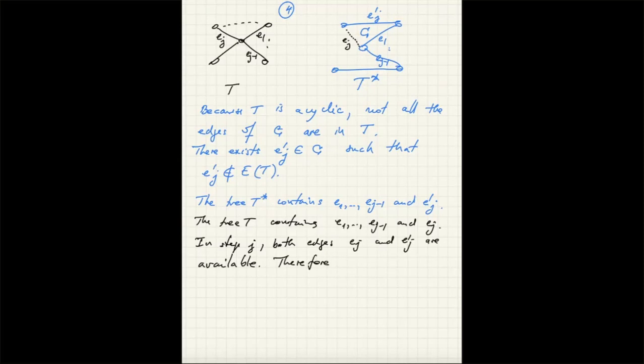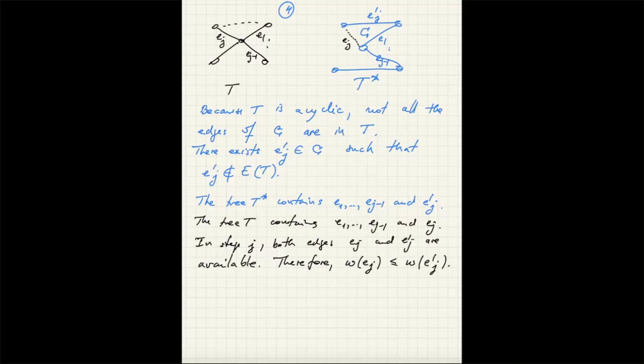So because it chooses EJ, it must be that the weight of EJ is less than or equal to the weight of E prime J. Because otherwise, if the weight of EJ was strictly greater than the weight of E prime J, then the algorithm would have been better off. We would have chosen E prime J instead of EJ. Okay. All right. So we get this relation.